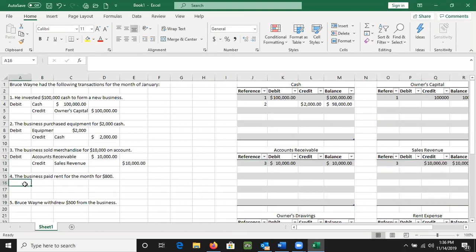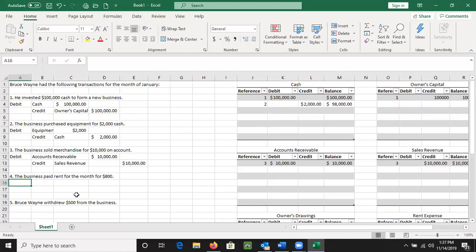Number 4, the business paid rent for the month for $800. So here's something. If a transaction does not say the words on account, you always assume cash was used or cash was exchanged. So in this, the business paid rent for the month for $800. Since it doesn't say on account, it means they paid for that expense with cash.